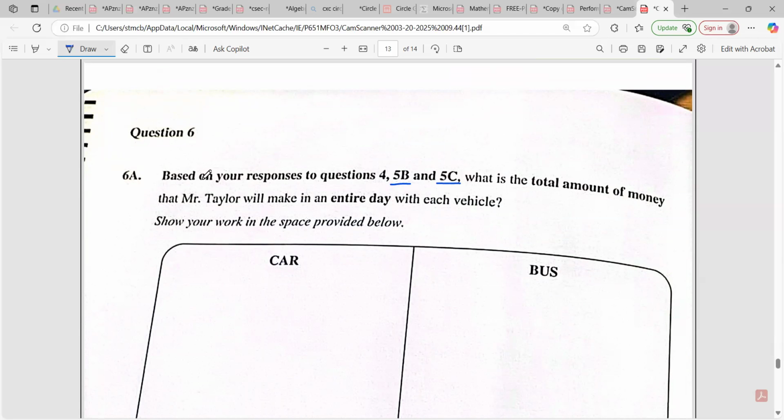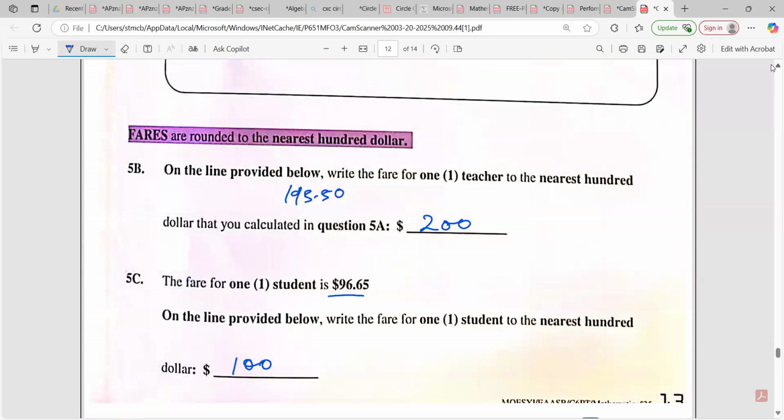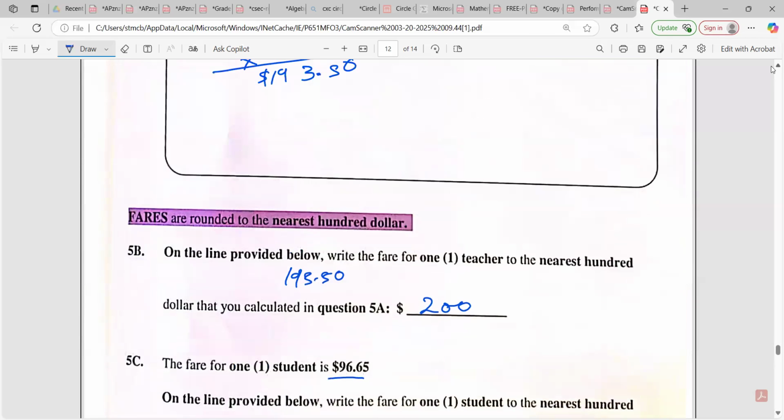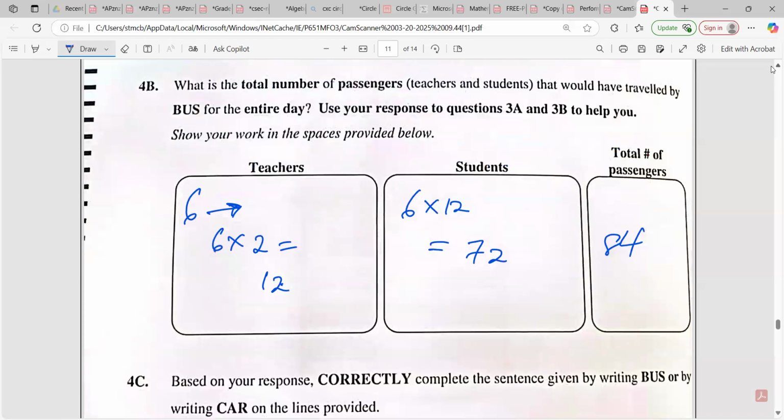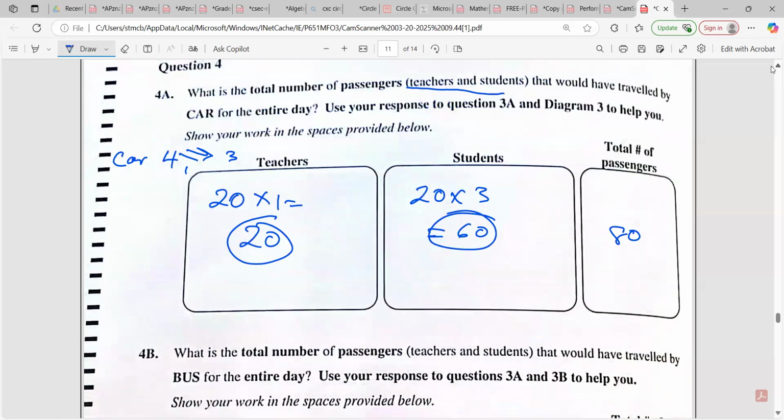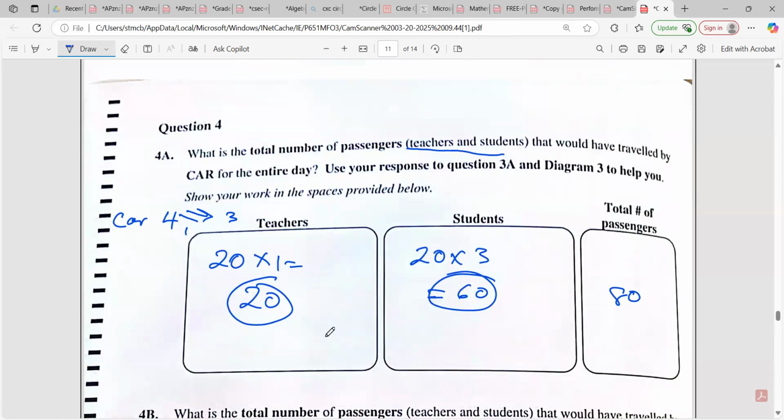So based on your response to question 4, 5B, which I just completed, 5B and 5C. So I should have used 200 and the $100. Let me see what question 4 says. Question 4. I have to remember what question 4 said. Oh, question 4 would have been the number of passengers, right?